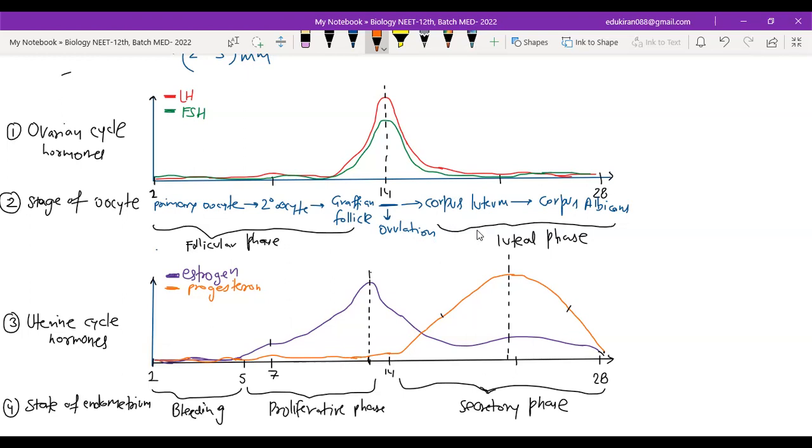And if fertilization happens, then the corpus luteum will not degenerate. It will not become corpus albicans and it will stay there for some more time. For how much time? Before the placenta is formed, basically. Before the embryo is successfully implanted and the placenta is formed, the corpus luteum is maintained.